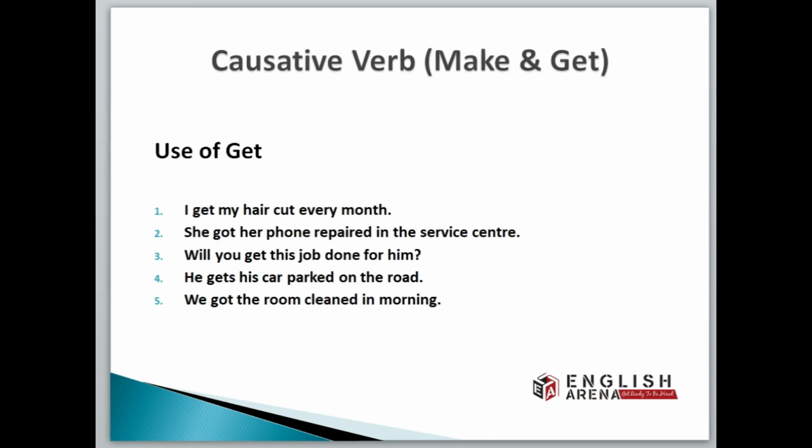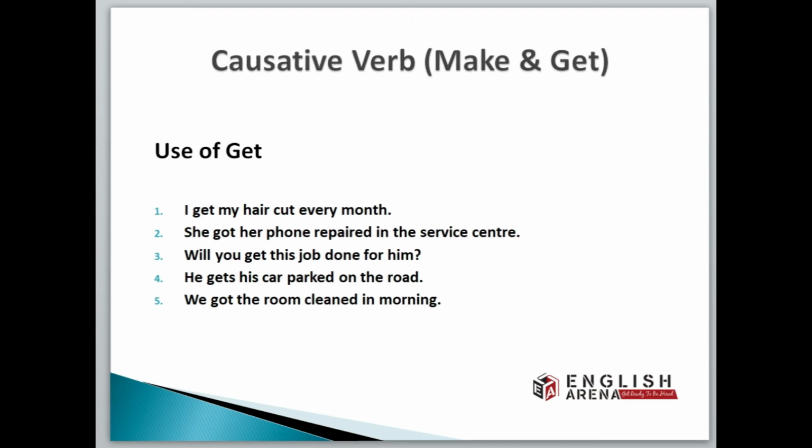Let's go for some examples here. I get my hair cut every month. Guys, one more thing I would like to tell you: with get, we always use the third form of the verb. The main verb is always in the third form, the past participle form. And whatever the changes are, they are made in get. Sometimes get becomes gets, sometimes it becomes got. That depends on tense, right? So first example, I get my hair cut every month. That means I don't cut my hair, I get it cut. Cut is the third form.